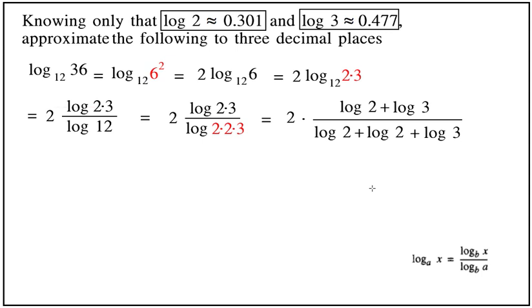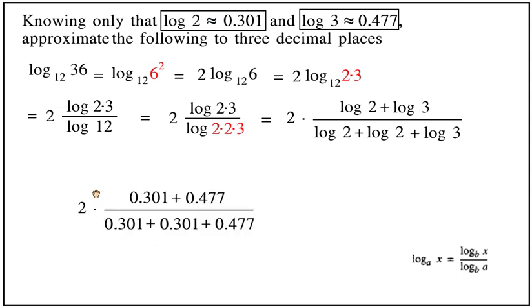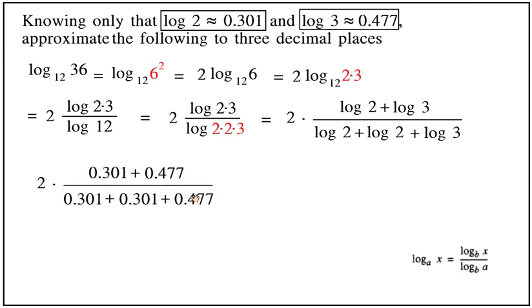And now, pretty much, this is a straight substitution problem. All we need to do is wherever log 2 appears, replace it with this 3-place value, and wherever log 3 appears, replace it with this value. And when I do that, I get this. And essentially, we just have to crunch that out with pencil and paper or with a calculator, and we'll get this. So lo and behold, that is the number that you raise 12 to get 36.